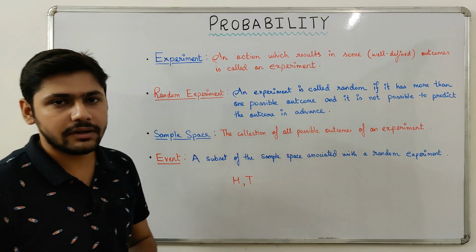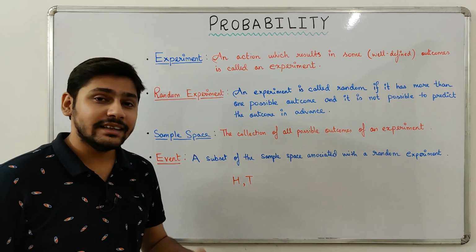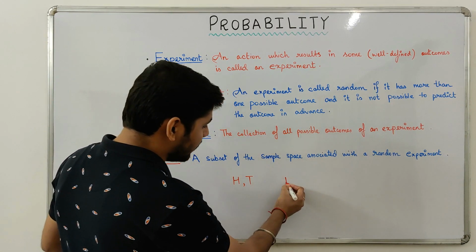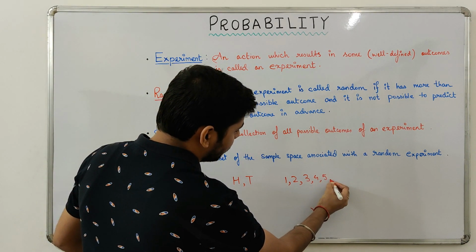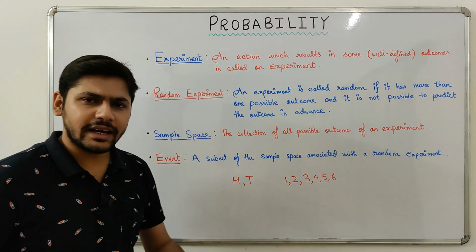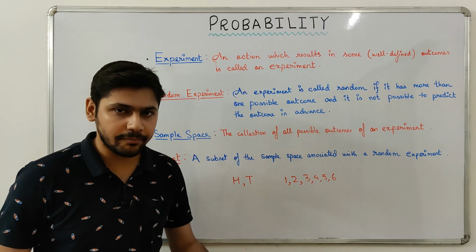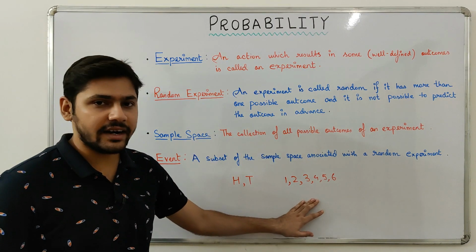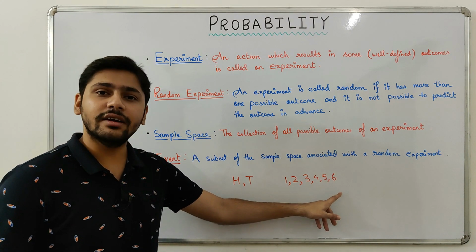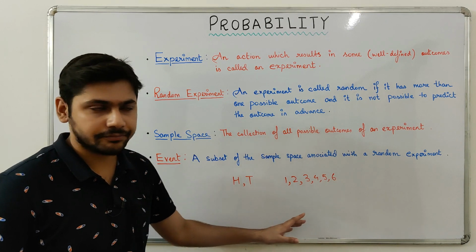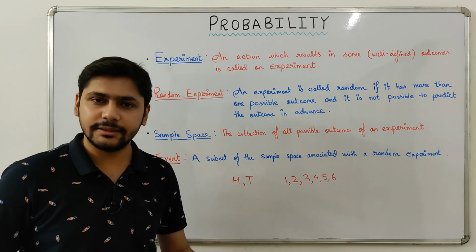Let me give you another example. Say you are throwing a dice. So when you throw a dice, you can get 6 numbers. Either you can get 1 or 2, 3, 4, 5, 6. You can get one of these numbers. So throwing of a dice is also an experiment which has 6 well-defined outcomes. You can either get 1 or 2 or 3 or 4 or 5 or 6, any one of these 6 numbers. So an action which results in some well-defined outcomes is called an experiment.